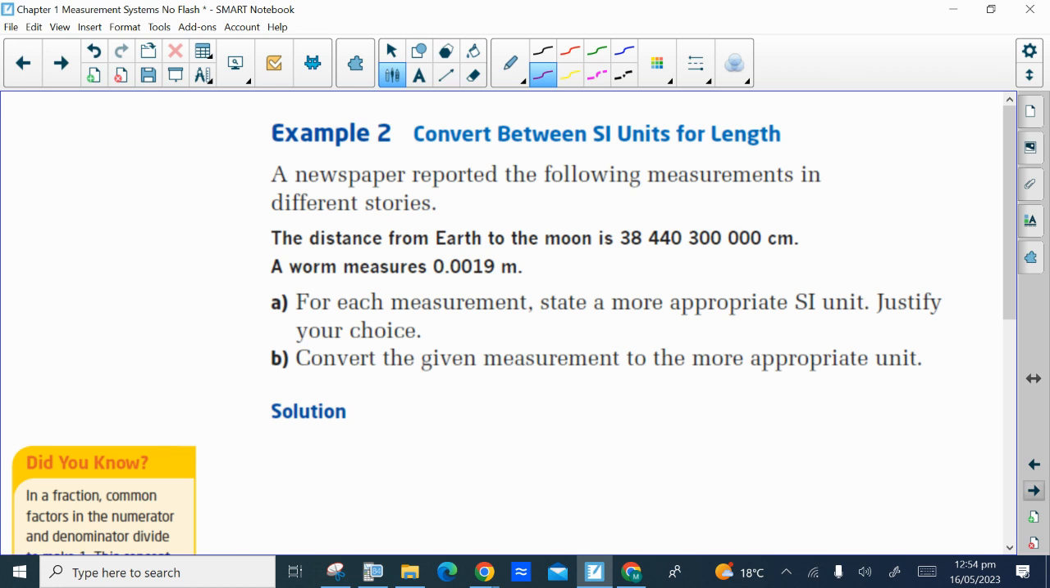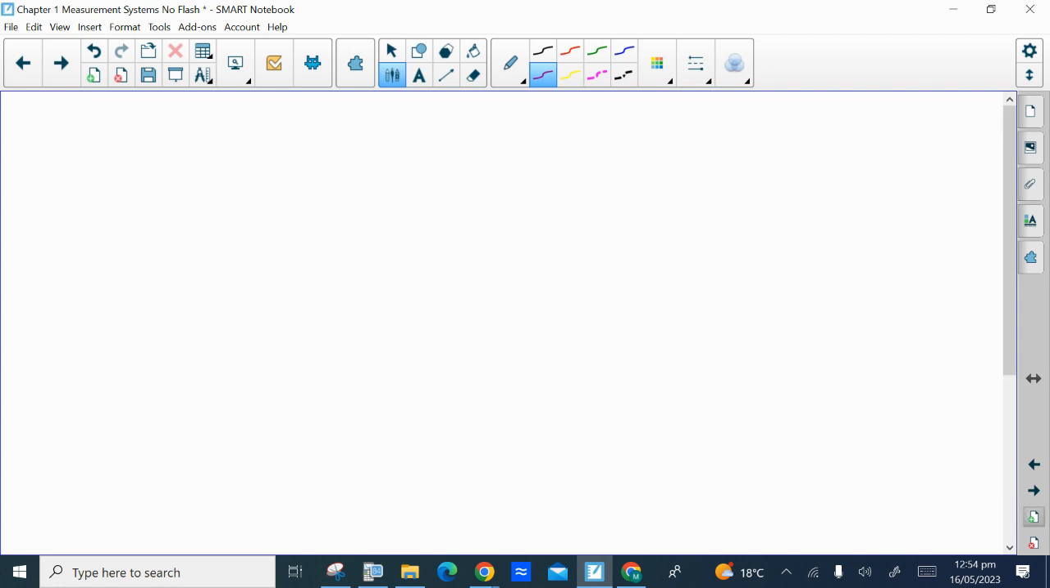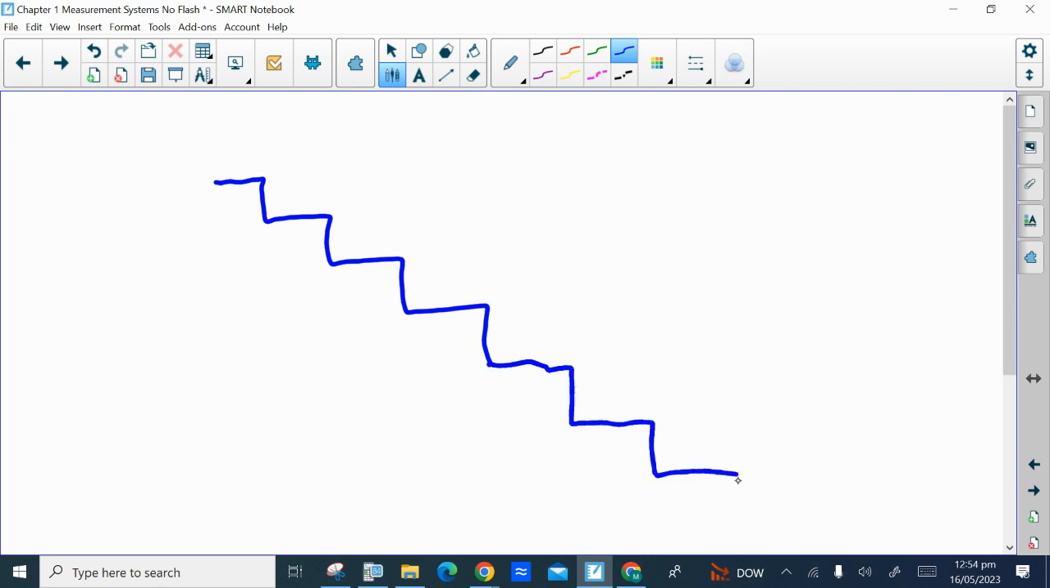So this is where our metric staircase is going to come in. So I'm going to go back to that previous page, and then I'm actually going to add a new one in there. And let's make this metric staircase. So there should be 7 steps on the staircase. And each step will represent one of those units that we saw on that chart. We'll start at the top.